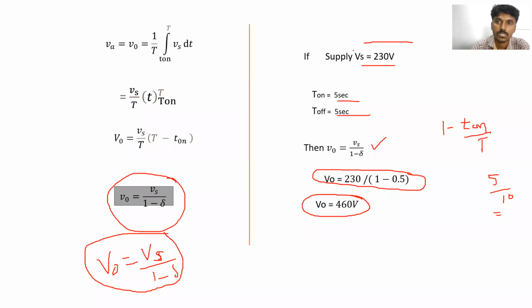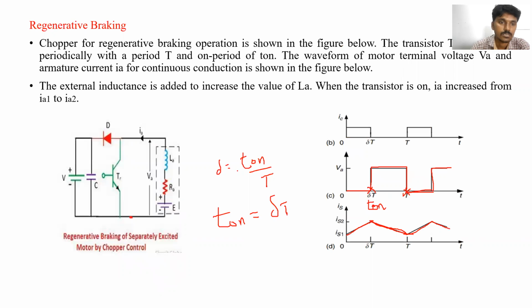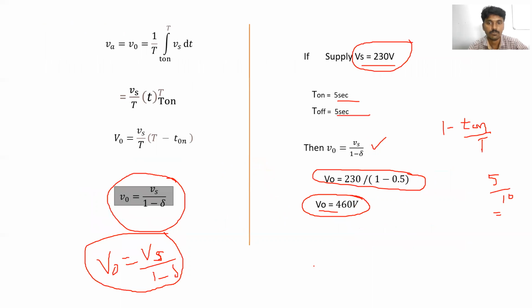But the supply voltage given is only 230 volts, and we are getting an output voltage more than the supply voltage. That's why this circuit can also be called a step up chopper. Clear? Is it clear? By controlling this duty cycle, the voltage is controlled. If this voltage is controlled, the speed of the DC motor is also controlled. This is the process of the step up chopper with the DC motor.